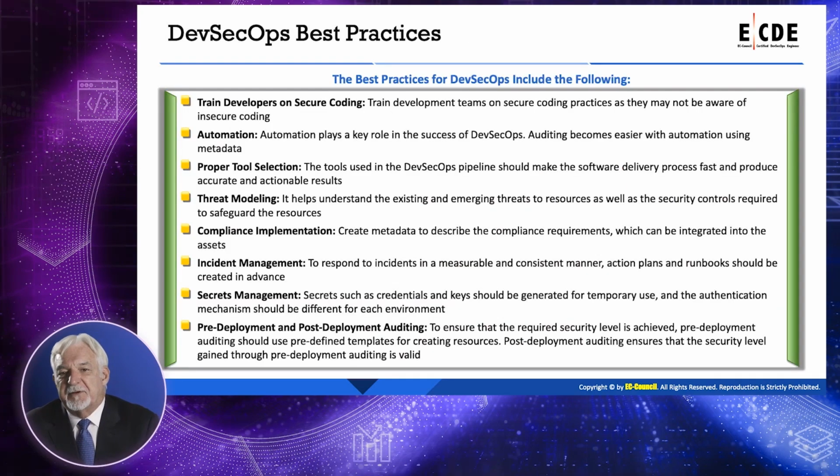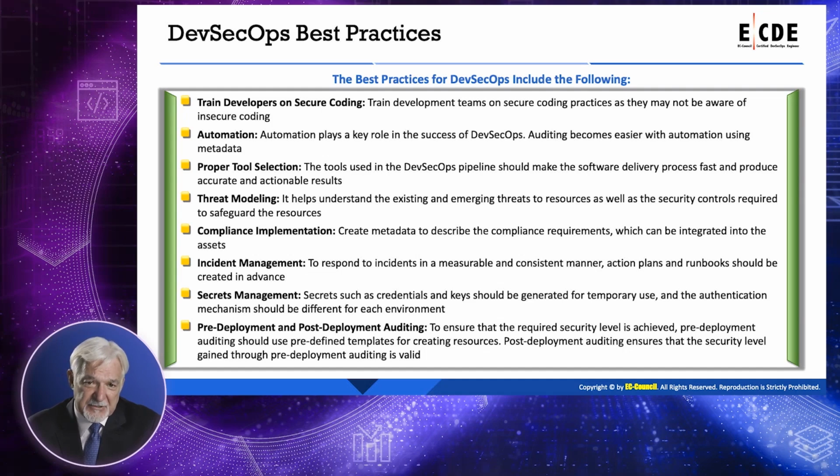Best practices for DevSecOps include the following. Train developers on secure coding. Train development teams on secure coding practices, as they may not be aware of what insecure coding really looks like. Automation. Automation plays a key role in the success of DevSecOps. Auditing becomes easier with automation using metadata.